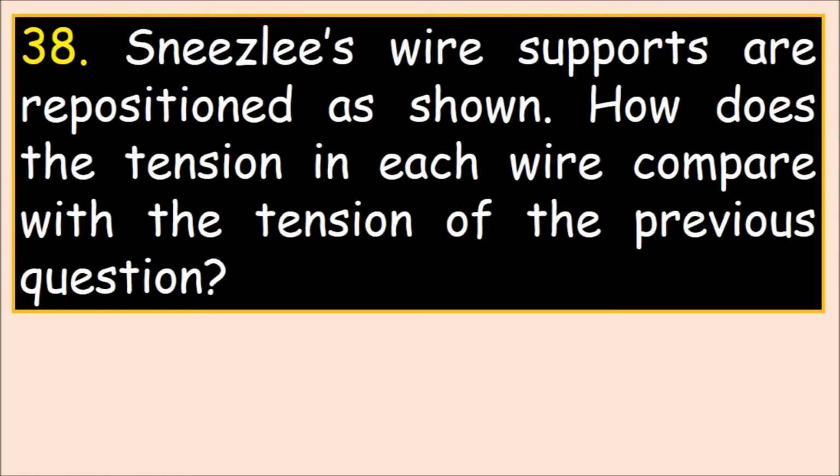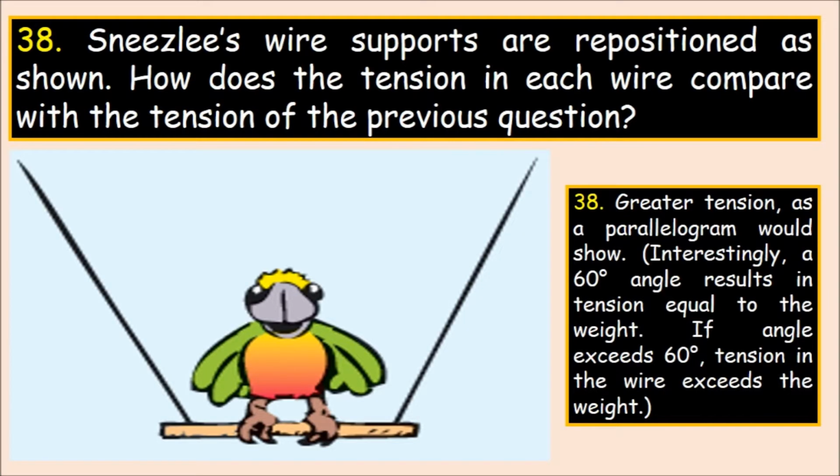Sneezlee's wire supports are repositioned as shown. How does the tension in each wire compare with the tension of the previous question? Well, I don't have the picture there, but the wires are at an even greater angle. The angle between the vertical and the wire is greater than the last picture. So the greater the tension, as the parallelogram would show. Interestingly, a 60-degree angle results in the tension equal to the weight.